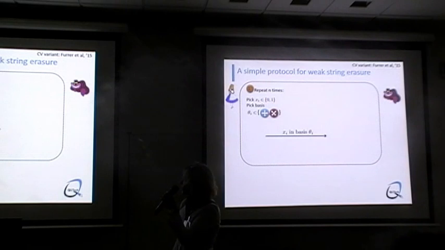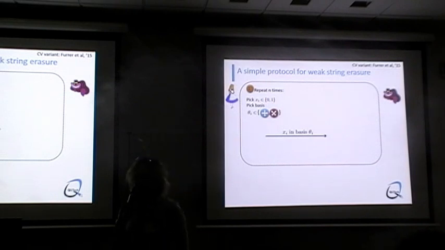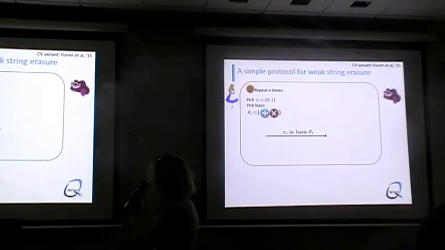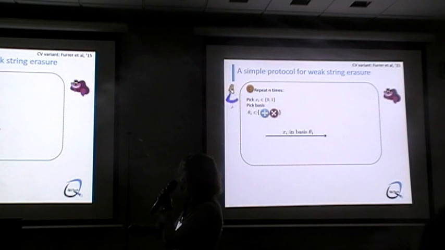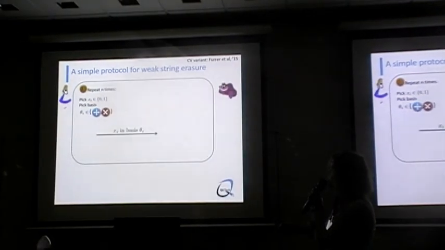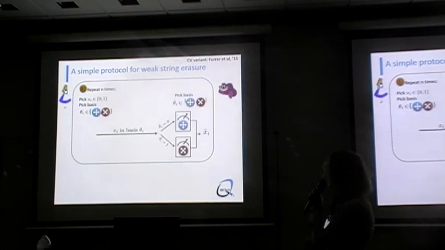So let me first explain this protocol for weak string erasure. In fact, all the devices work perfectly. So what is the honest protocol? It's actually very simple. It's exactly the same as in QKD. We do this n times. Each time, Alice picks a random bit. She picks a random basis, for example Hadamard or computational, and she sends to Bob the bit encoded in the basis. Bob also picks a random basis. He measures and records the results.